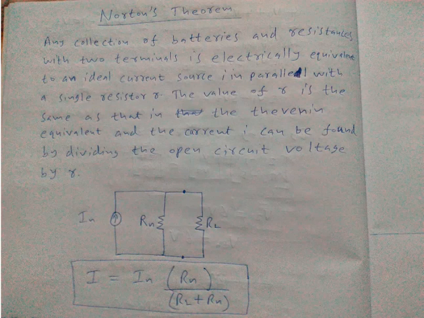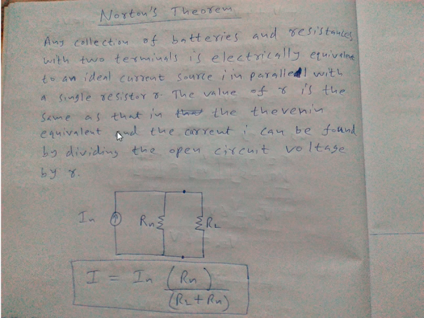Hey guys, so today we are going to learn Norton's theorem. In Norton's theorem, you need to know three basic things. If you know these three things, then you will not have any issue answering any question which comes from Norton's theorem. The three things are: the theorem, the basic diagram, and its formula. These are the three things that you have to know.